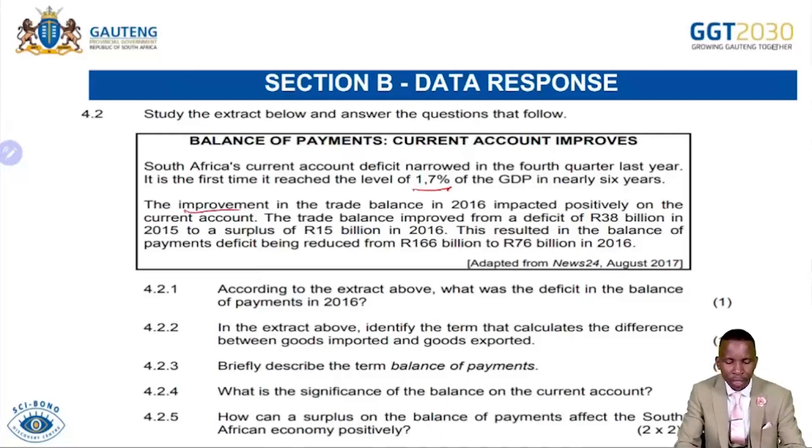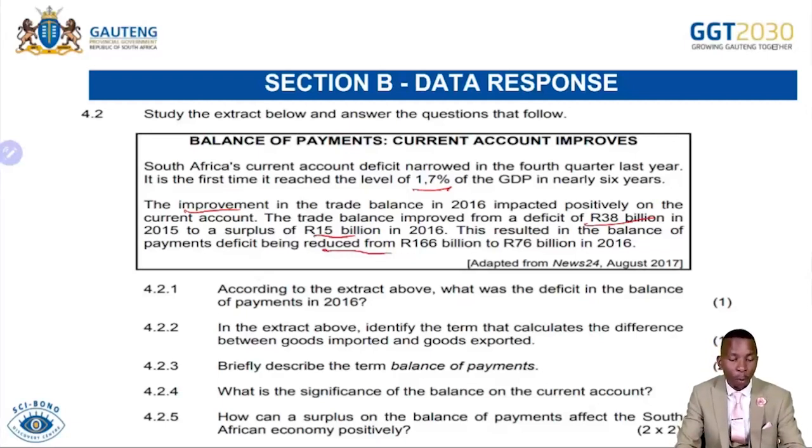So there was an improvement. The trade balance improved from a deficit of 38 billion in 2015 to a surplus of 15 billion in 2016. This resulted in the balance of payments deficit being reduced from 166 billion to 76 billion in 2016. Adapted from News 24, August 2017.